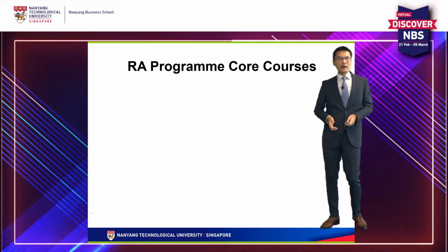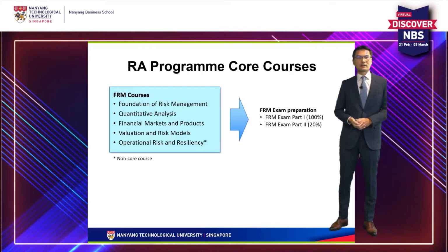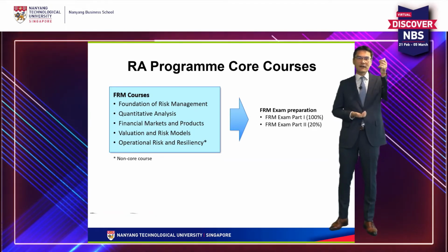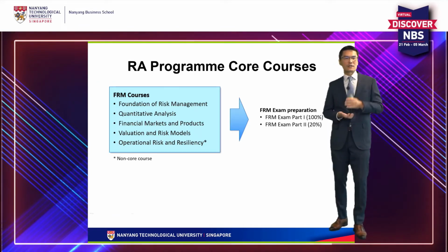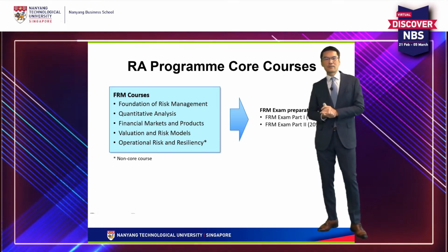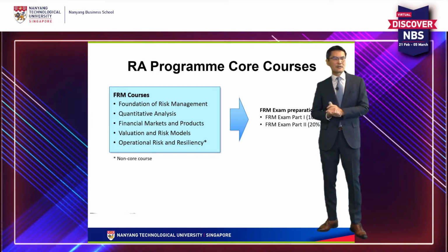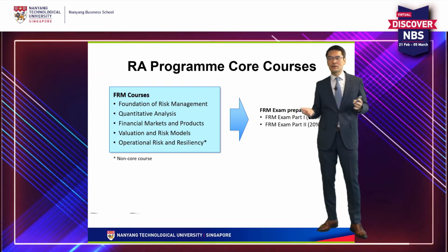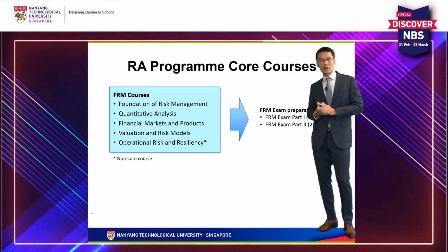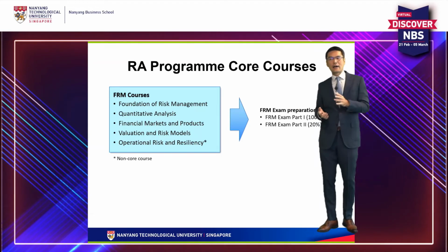All right, then how the core courses look like. Here I just listed the courses related to the FRM exam. We actually have 5 courses. The first 4 are core courses that are compulsory for all the students, starting from foundation of risk management, quantitative analysis, financial market, and valuation. Those are core courses compulsory for all students. The last one, operational risk and resiliency, is related to exam part 2.